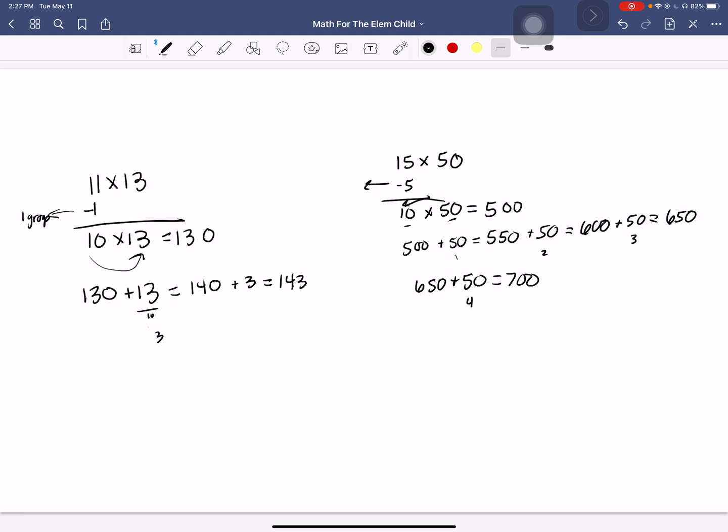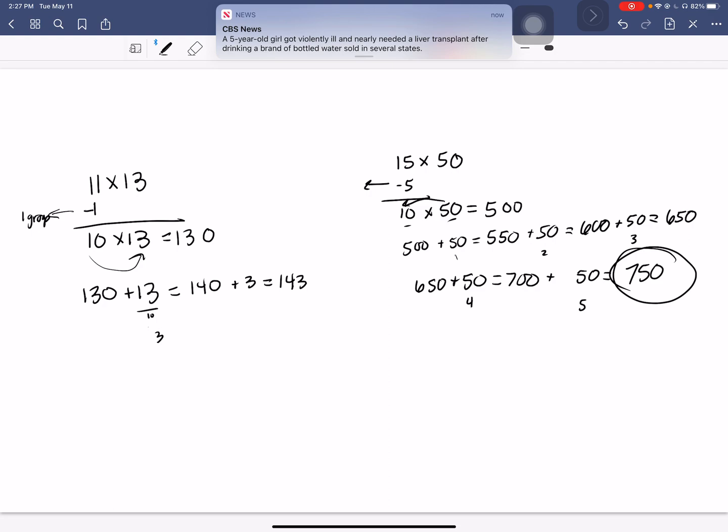And then 700 plus, not 750, 700 plus 50 equals 750, and that is 5 groups of 50. So our answer is 750.